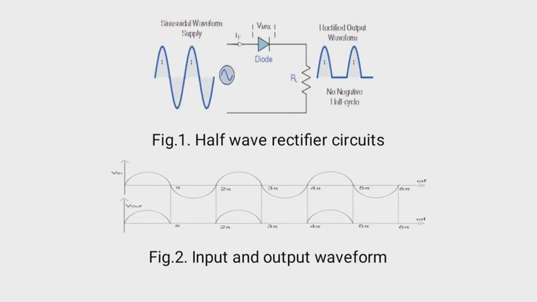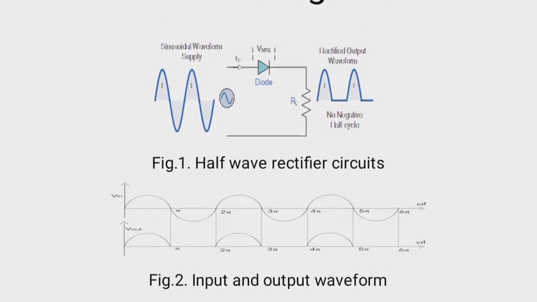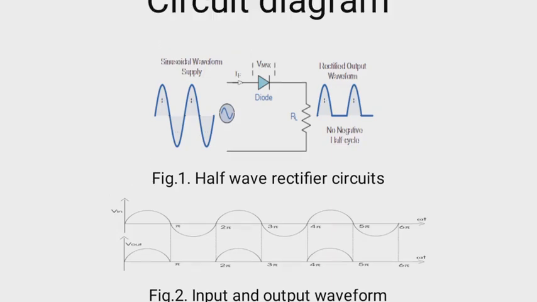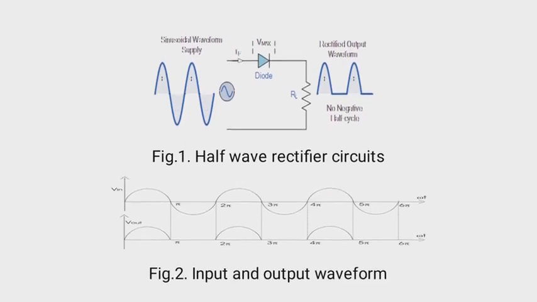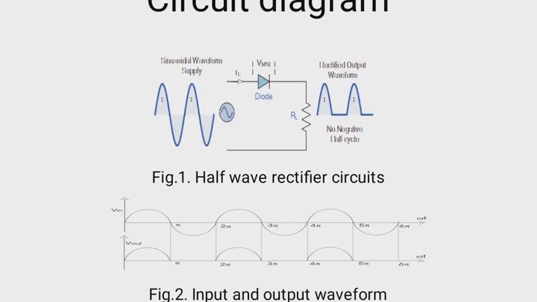So when we apply a positive polarity towards the diode, two kinds of phenomena will occur. One is the diode is in conducting state, that means the forward biased condition. Another one is the diode is in blocking state, that means the reverse biased condition. Let's see how it happens.